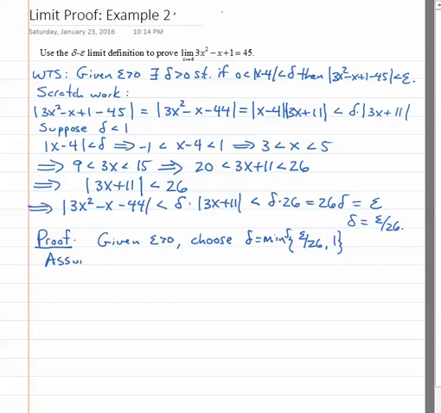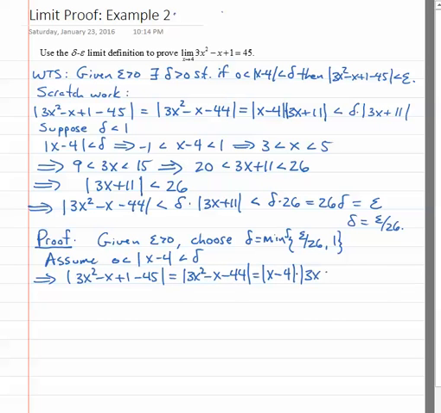Now if we assume that 0 is less than the absolute value of x minus 4 is less than delta, that will imply that the absolute value of 3x squared minus x plus 1 minus 45 is equal to the absolute value of 3x squared minus x minus 44. Again, replicating our work from above, we know that will be equal to the absolute value of x minus 4 times the absolute value of 3x plus 11.